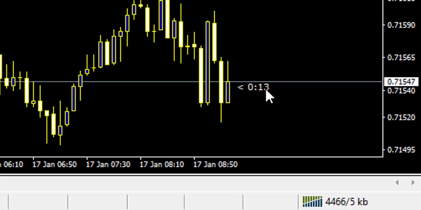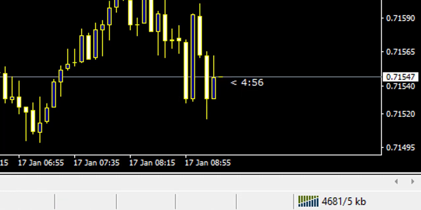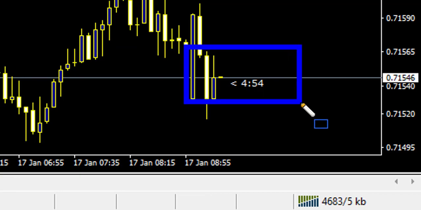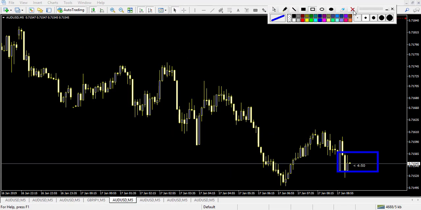After, we have the B clock. The B clock is a simple indicator that tells you when the actual candle will end. It's a nice indicator, so I let it there.